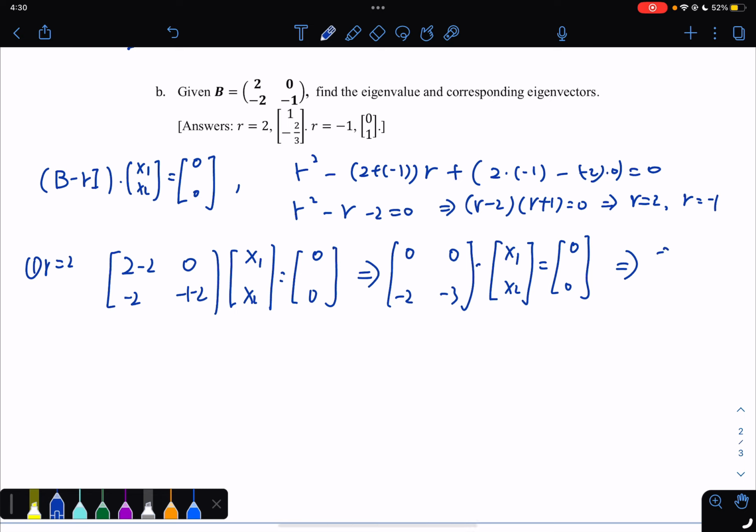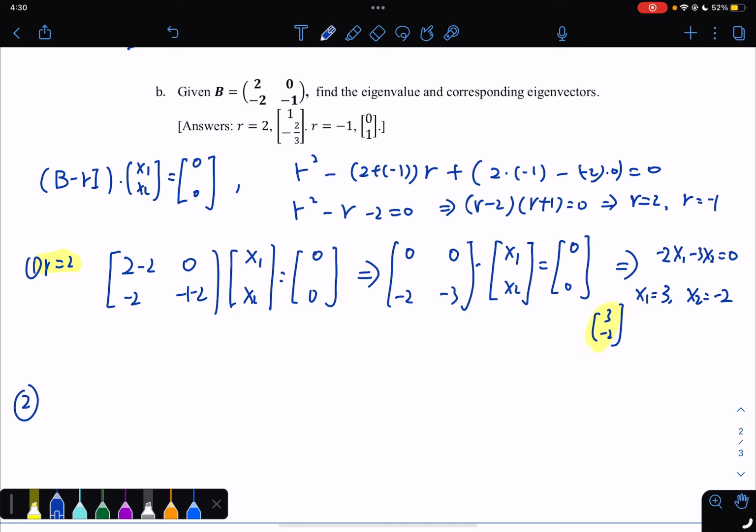So you have negative x1 minus 3x2 is supposed to be 0. In this case, if you were to let x1 be 3, you could get x2 being -1. And of course, you don't have to choose x1 being 3. I'm only trying to make my numbers pretty. You could have said x1 being 1, then you're going to end up with x2 being -1/3. So bottom line, when r is 2, your corresponding eigenvector is a scalar multiple of this particular vector.